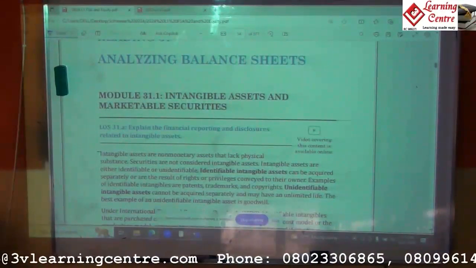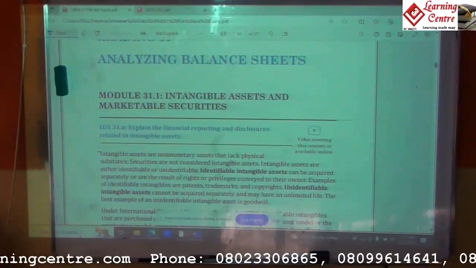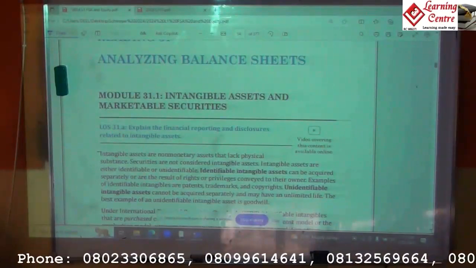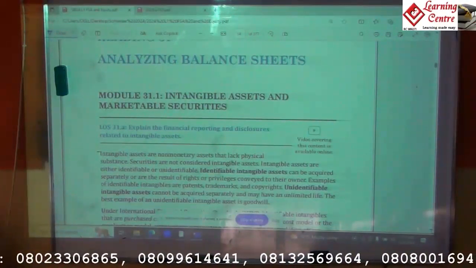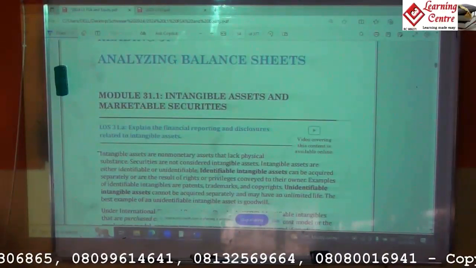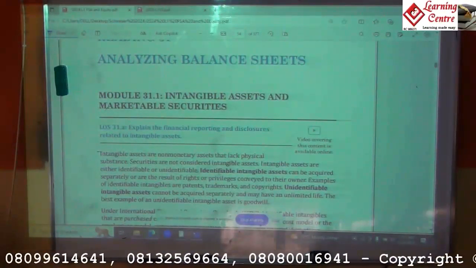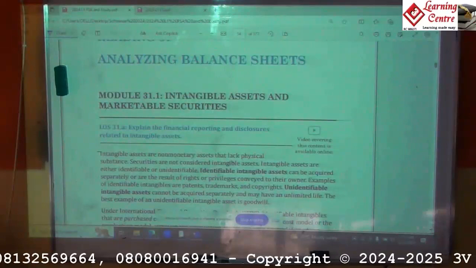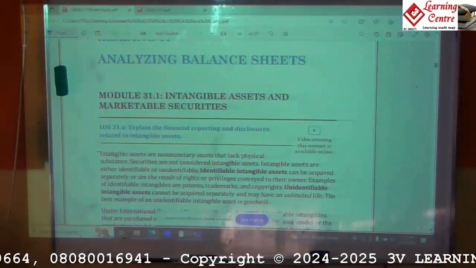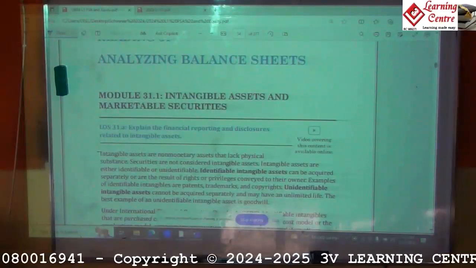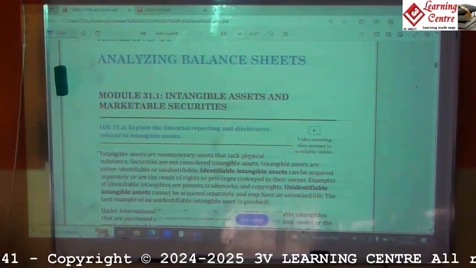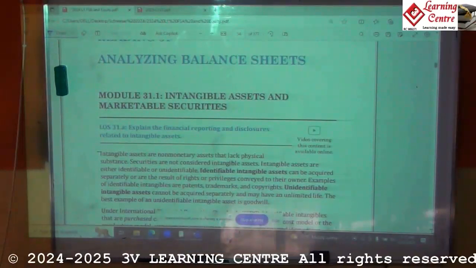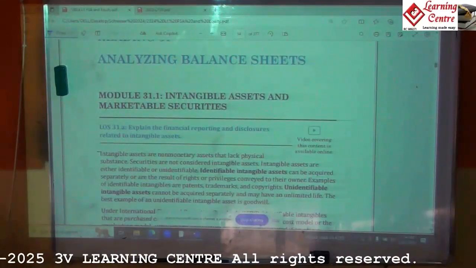When we were in secondary school, we said intangible assets are assets we cannot see, feel, or touch. But let's put it in a proper context. Intangible assets are non-monetary assets that lack physical substance. There are basically two types of intangible assets: either identifiable or unidentifiable.